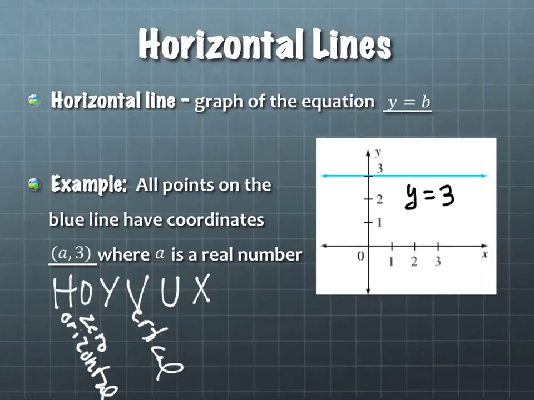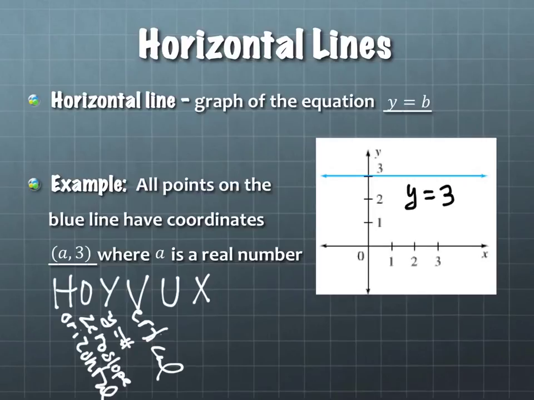So let's start with the HOY part, H-O-Y. Horizontal lines have 0 slope. And their equations are y equals a number. 0 slope, it's flat. If I calculated rise over run and so forth, and we'll talk more about that later, I would get 0.